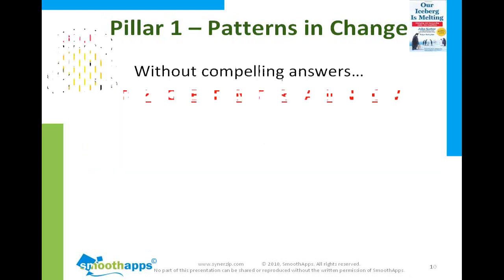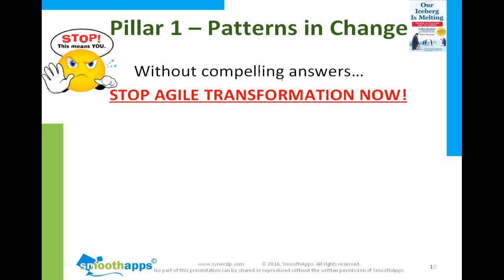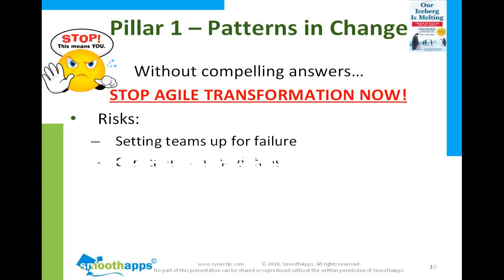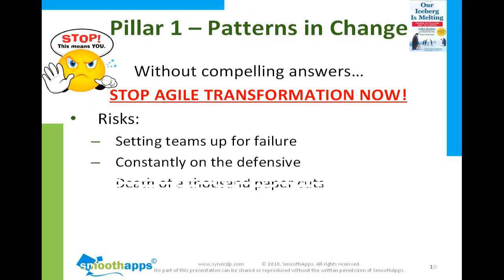If we don't have compelling answers, it's time to stop the transformation. If we don't, we are setting our teams up for failure, because they are going out in the organization and maybe they are surrounded by skeptics, and they're constantly on the defensive because people are challenging them and they don't have well thought out answers. And finally, your transformation could be one of the 70% that fails, and you could die the death of 1,000 paper cuts.